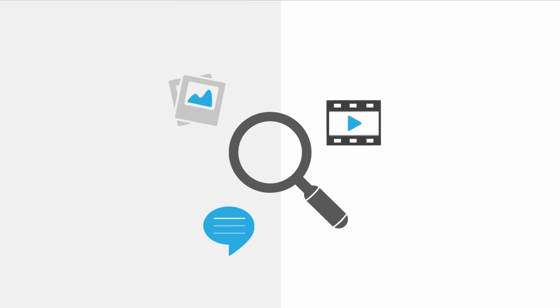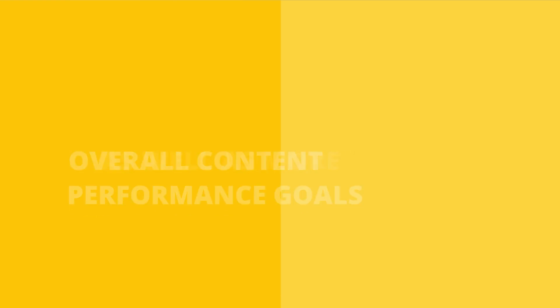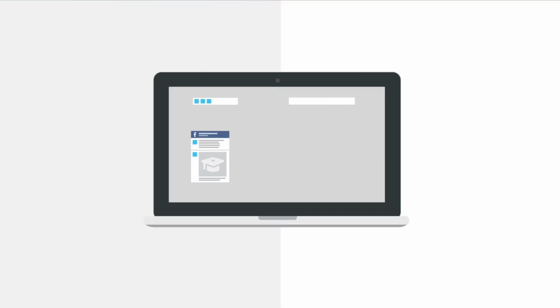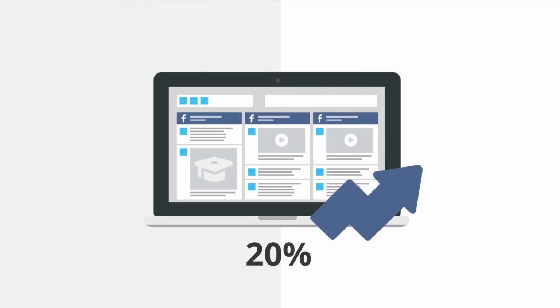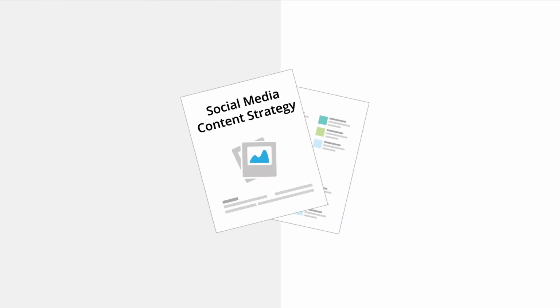Having researched your target audiences and identified popular content, it's time to set some goals. When creating goals, it's a best practice to set overall content performance goals, as well as more specific goals for individual pieces of content. For example, an overall social media objective might be to increase traffic to a landing page from Facebook by 20% in Q1. A corresponding content goal could be to share 10 white papers in Q1 that generate a total of 3,000 click-throughs to that landing page.